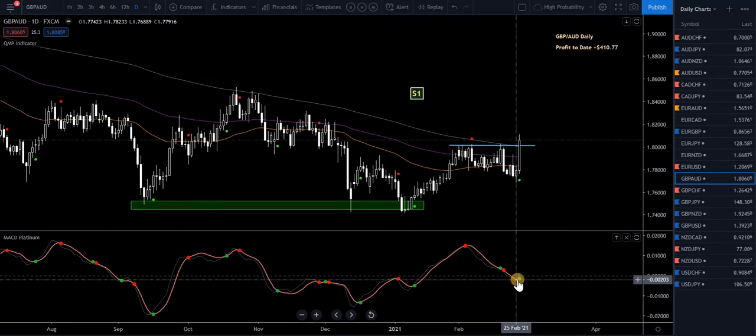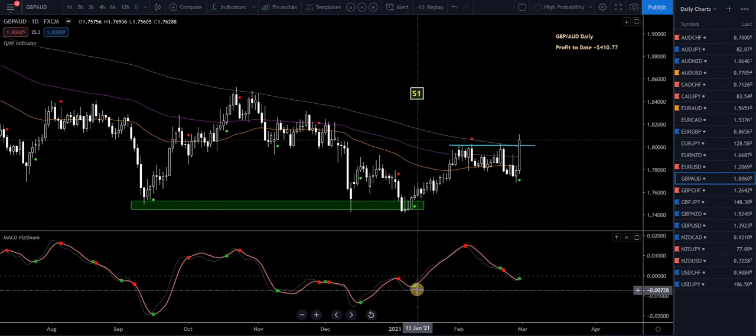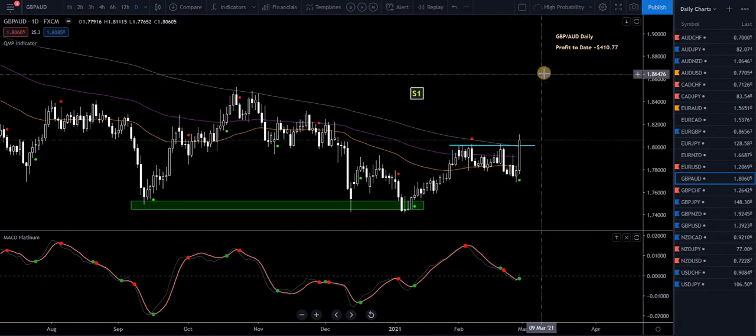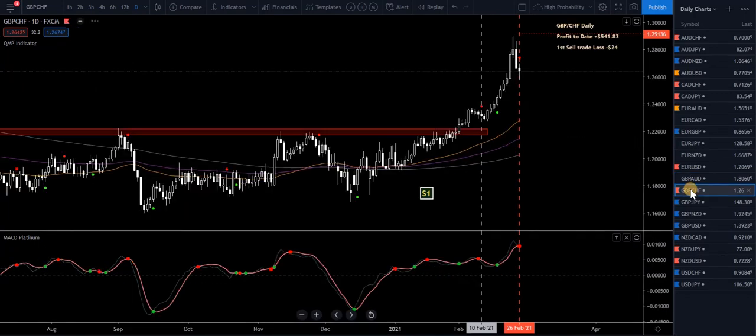The MACD platinum's just below the zero level. There's no real divergence sort of supporting me. And I'm thinking that's probably going to go up, but it doesn't fit my criteria.